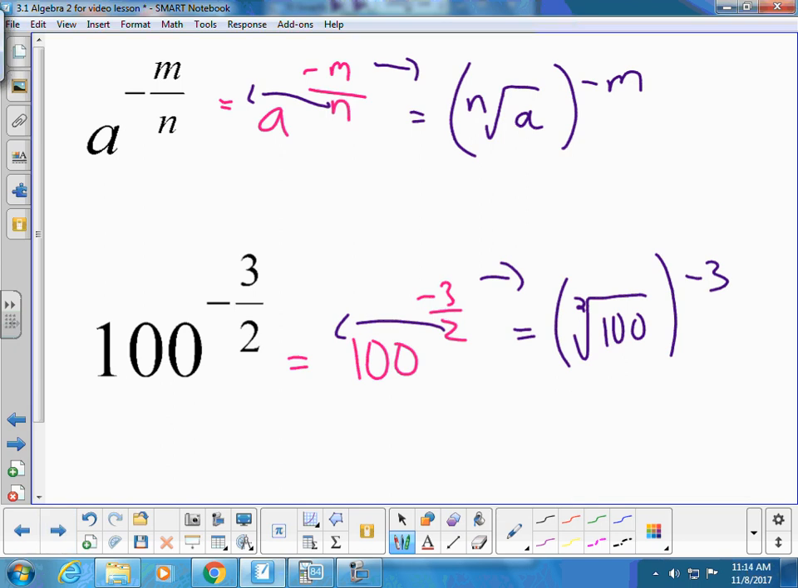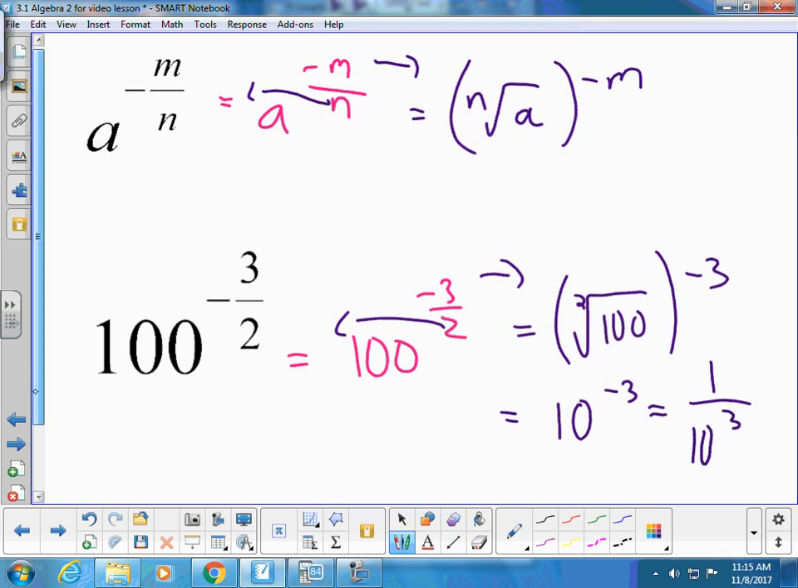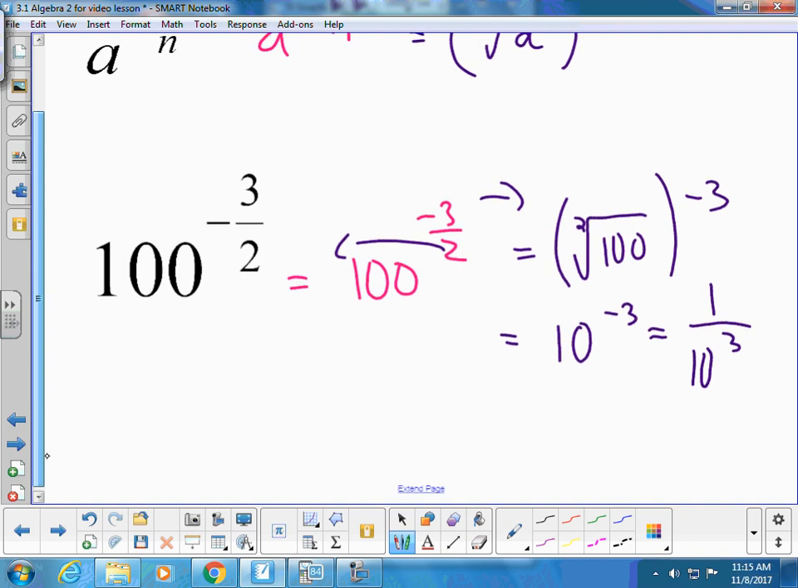So let's start on the inside. The square root of 100 is 10, and 10 to the negative third power. Hopefully you remember my little jingle: flip and make it positive. So flip and make your exponent a positive. 1 over 10 to the positive third would give me a final solution of 1 over 1,000.